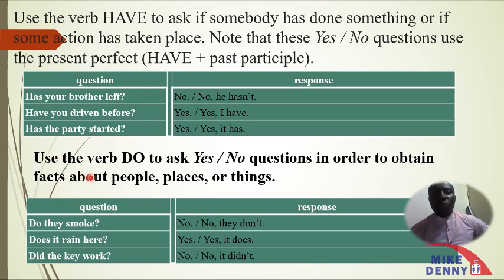We use the verb do to ask yes or no questions in order to obtain facts about people, places or things. Question: Do they smoke? Want to have a fact here? No, or no they don't. That is a factual answer. Not maybe. The fact is they don't smoke.